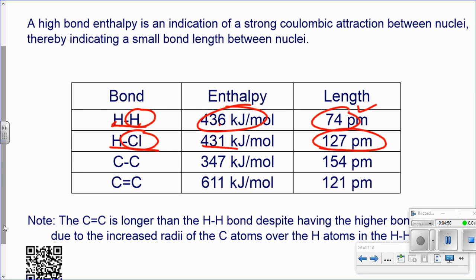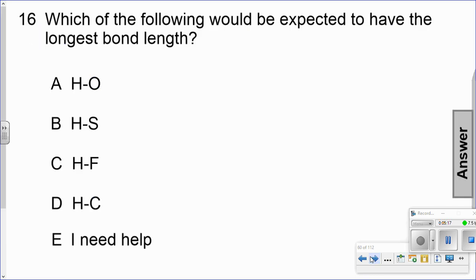And there's the evidence of that. Now let's take a look at something a little bit different here. Now C-C, notice 347, 154 picometers. Check this out. Double bonds are shorter than single bonds. Double bonds are shorter than single bonds. There's the evidence of that. And we already looked at bond strength. A couple examples here.